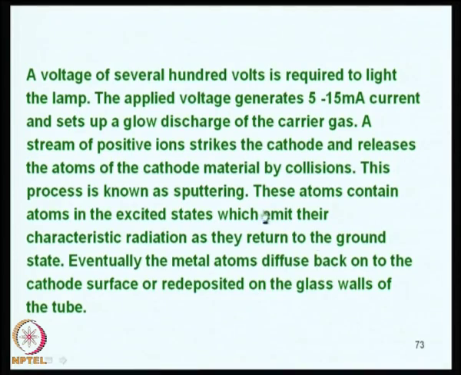This is what we had discussed earlier, because the atomic resonance line has to be of the order of 0.002 nanometers accuracy. So, getting back to our discussion, the atoms in the excited state emit their characteristic radiation as they return to the ground state.